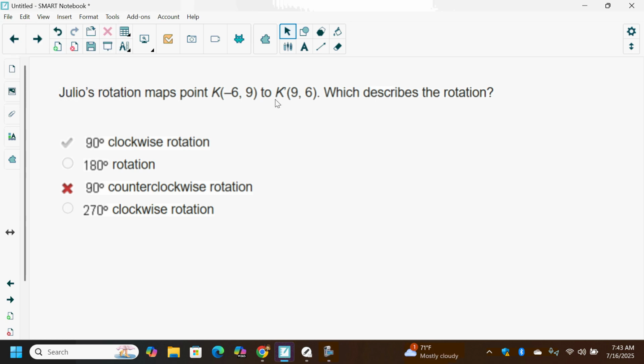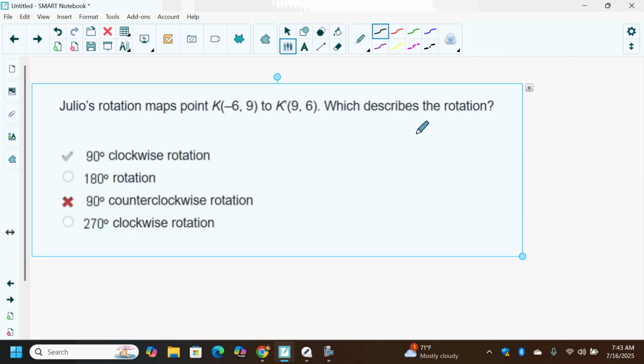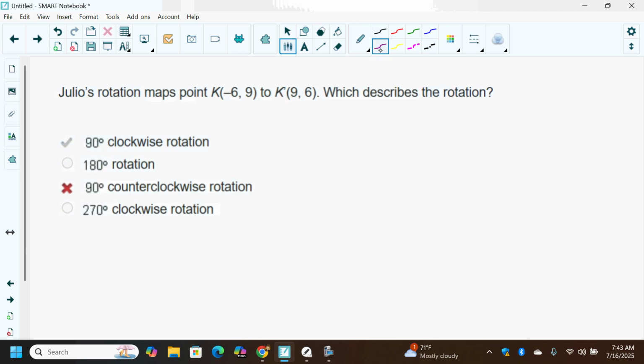For this first problem, to figure out whether it was a 90, a 180, or a 270, I would graph it. For this particular one, you were correct, it was a 90-degree rotation because the ordered pairs flipped and became opposites, but it's actually the clockwise rotation.